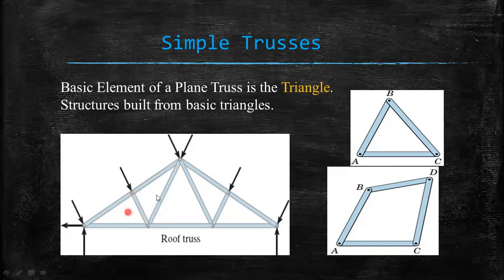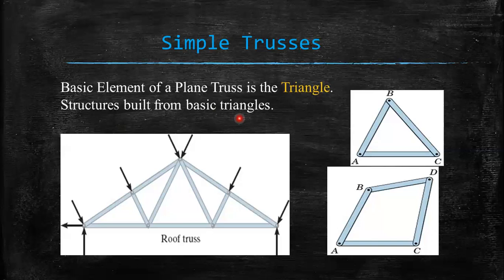There are lots of triangular shapes. It looks like some interconnecting triangles. So a truss is made of interconnecting triangles, and that's why the basic element of a plane truss is the triangle. It is assumed in some special cases there may not be a triangular shape in one particular section, but in most sections you can find the triangular shape as the basic element. So in truss structures, structures are built from basic triangles.